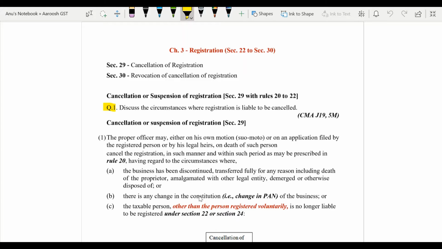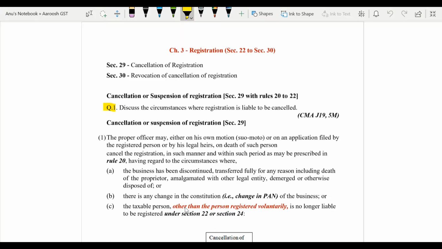B. There is any change in the constitution, that is change in PAN of the business. So basically, constitution can change when there are new partners on board, when a sole proprietorship firm is turned into a partnership firm. In that case, the whole constitution of the firm is changed, and in that case, we have to cancel or suspend the registration.